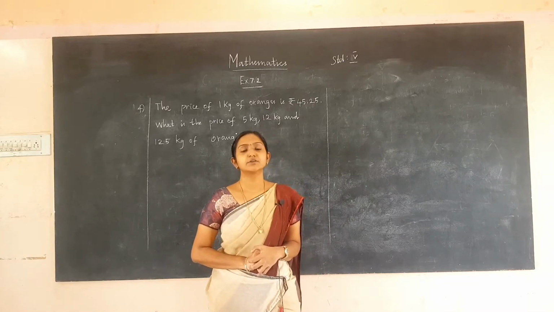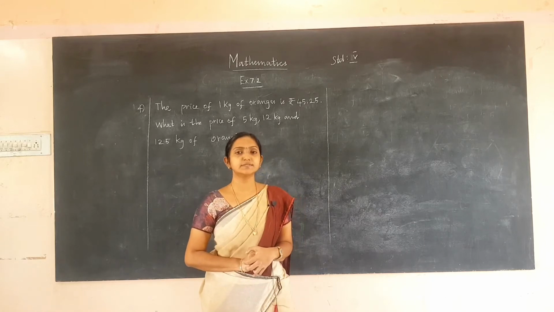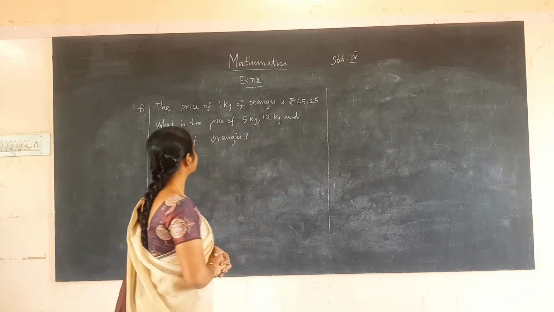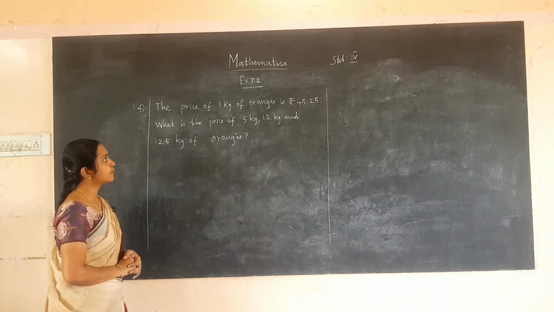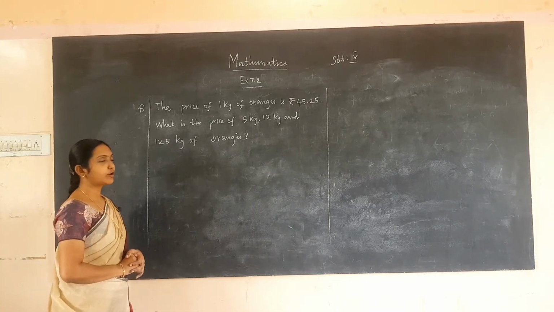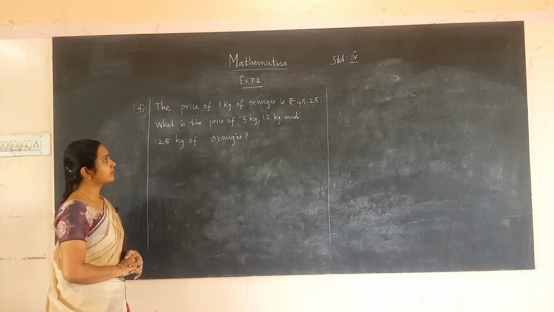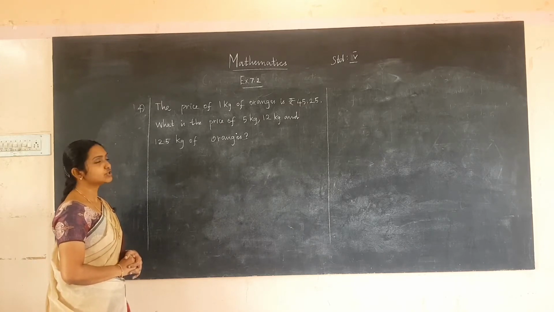Good morning students. Today we are going to solve remaining problems in exercise 7.2. The fourth problem is: the price of 1 kg of orange is rupees 45.25. What is the price of 5 kg, 12 kg and 125 kg of oranges?